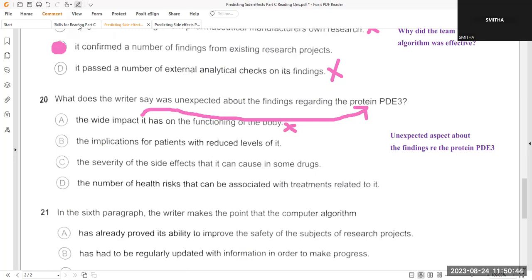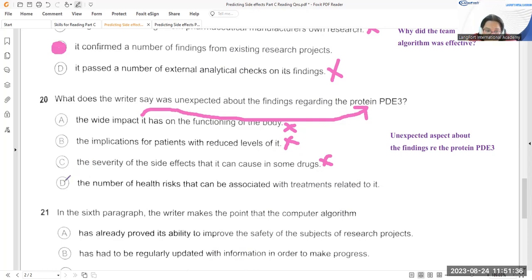Option B, the implications for patients with reduced levels of it. It again refers to protein PDE3. Is the unexpected finding the effect for patients with lower levels of protein PDE3? Have they talked about patients who have less levels of protein? No. Next one. Option C, the severity of the side effects that it can cause in some drugs. Did they talk about PDE3 and some drugs? No, ma'am. They talked about treatment related to PDE3. They did not talk about PDE3 and the severity of the side effects when it comes to some drugs.